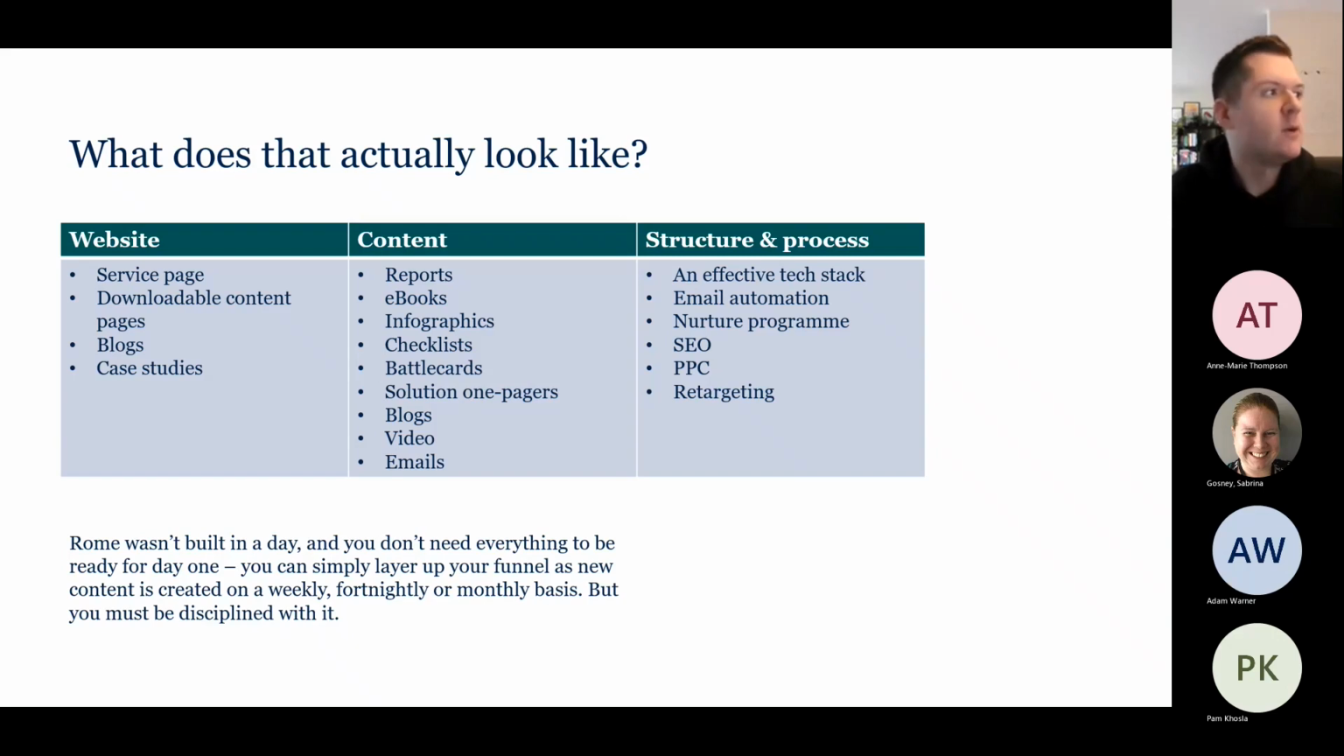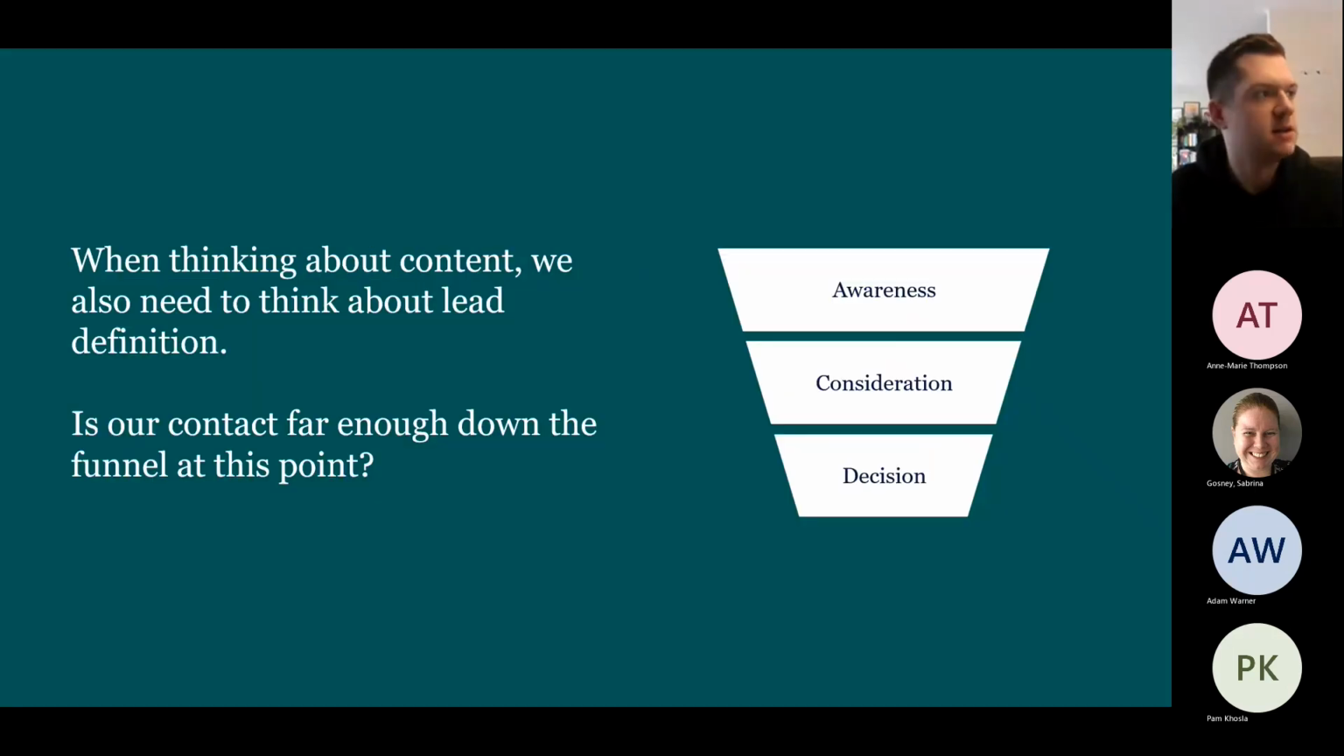So in terms of website, we might have a service page. If we're focused on a specific solution, we might then have pages for downloadable content, and that could be a Microsoft checklist that they provided to you as a partner. We might have blogs, we might have case studies, we might create infographics or checklists. We might, again, create additional blogs to share from a content point of view. We will probably need some sort of effective tech stack. We'll need to be able to do SEO, PPC, and those other things, just to give you a flavour of what that starts to look like. We do have an example of an integrated marketing strategy at the end of this presentation.